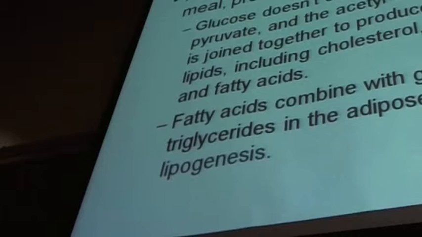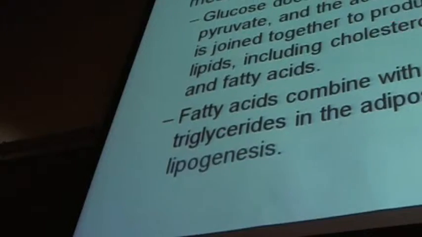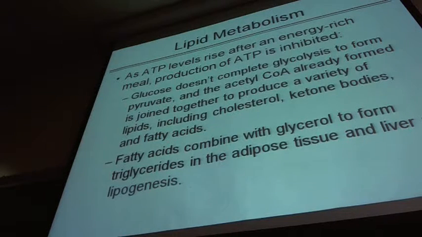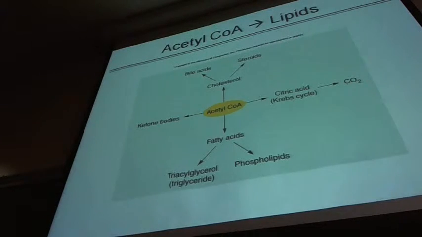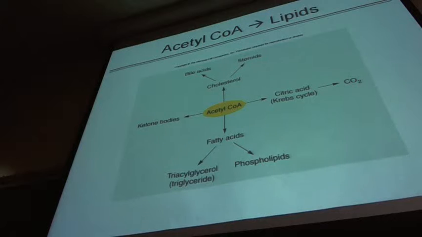Fatty acids combine with glycerol to form triglycerides. In the fat tissue, adipose tissue, and liver, it's called lipogenesis, generating lipids. Again, a very efficient way to store energy. Not that I like it very much, but an efficient way to store energy. Acetyl-CoA to lipids. You've got the acetyl-CoA, it can form triglycerides, it can form phospholipids, it can go into the Krebs cycle, it can go into cholesterol, bile, steroids. It's a building block for a lot of substances.